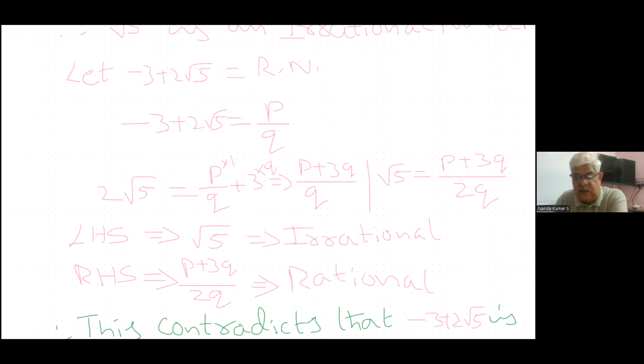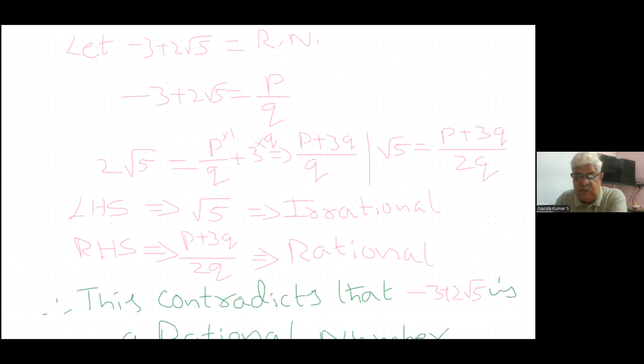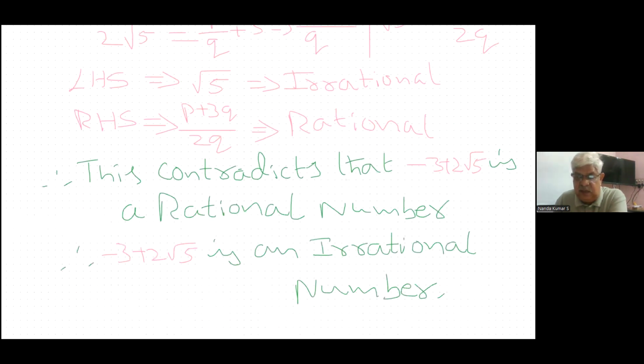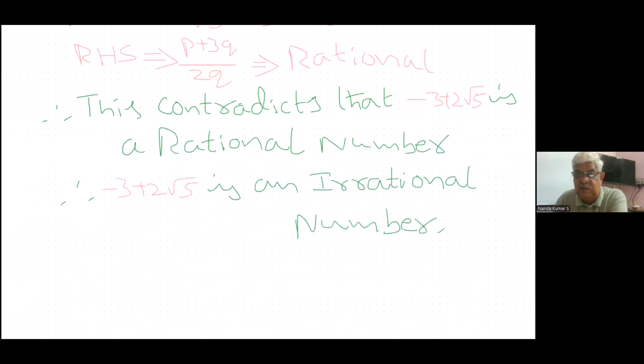Now 2, you shift to the right hand side. So 2 on the left hand side is in the numerator and in multiplication mode, and when it is shifted, it will come to the denominator. Please be very perfect about basic concepts of linear equations and mathematics. Now one side is an irrational number, another side is a rational number. Again, this contradiction arises that minus 3 plus 2 root 5 is a rational number. Therefore, finally we concluded minus 3 plus 2 root 5 is an irrational number.